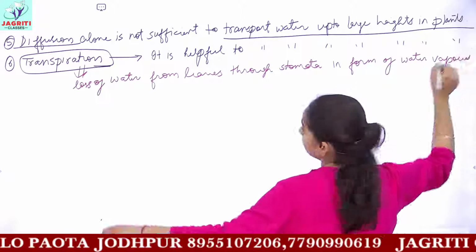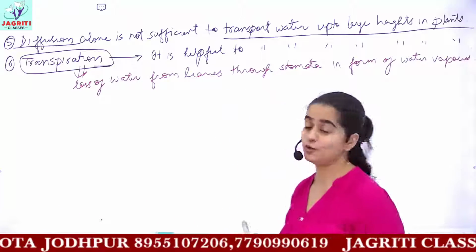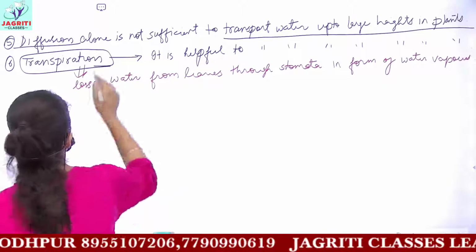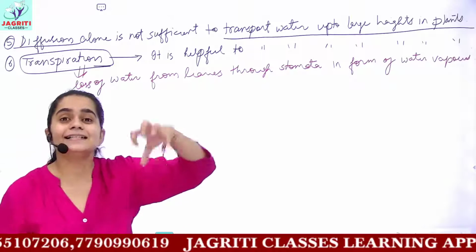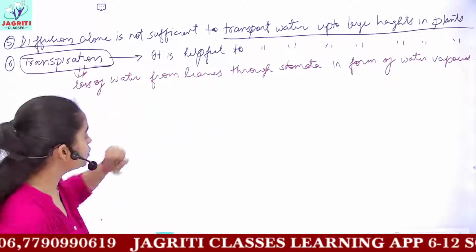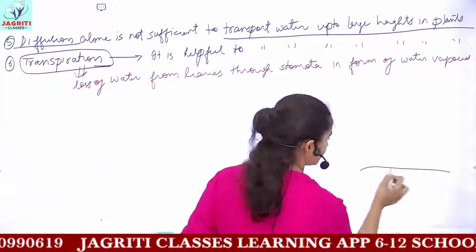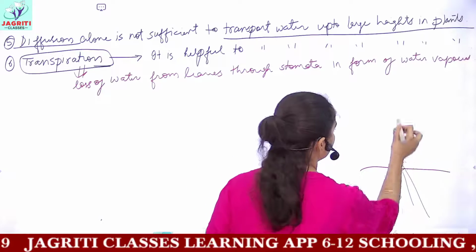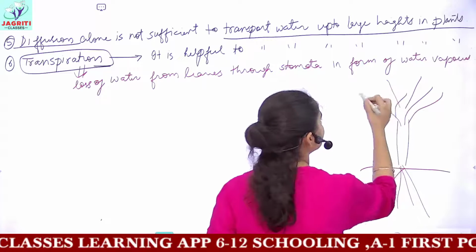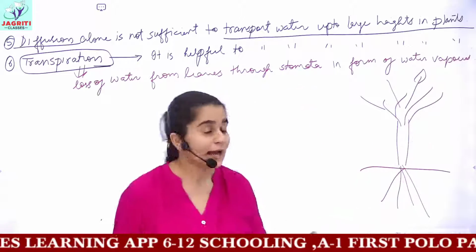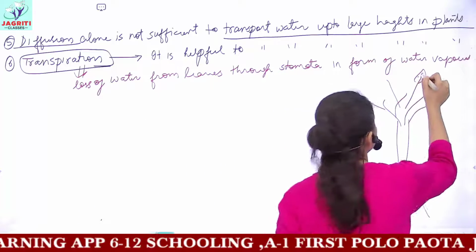This is called the process of transpiration. Now, how is this transpiration responsible? It creates a suction pressure, because what we have is this: you have a plant and you have leaves, and these leaves perform the process of transpiration.